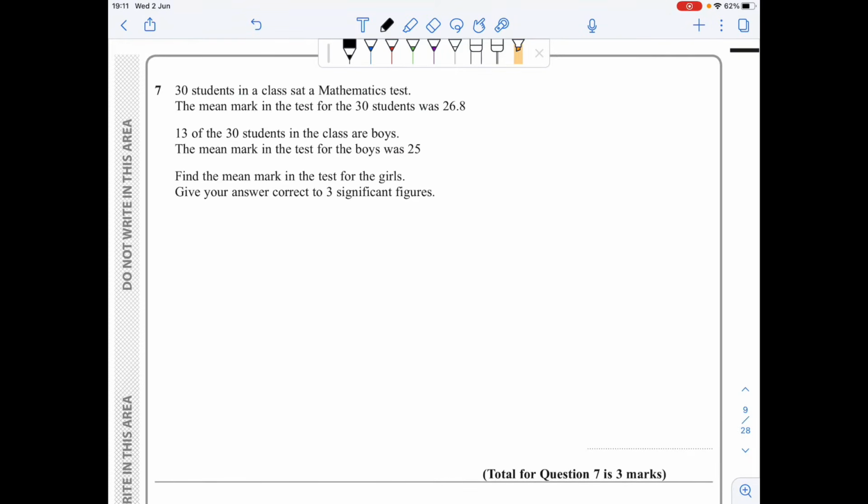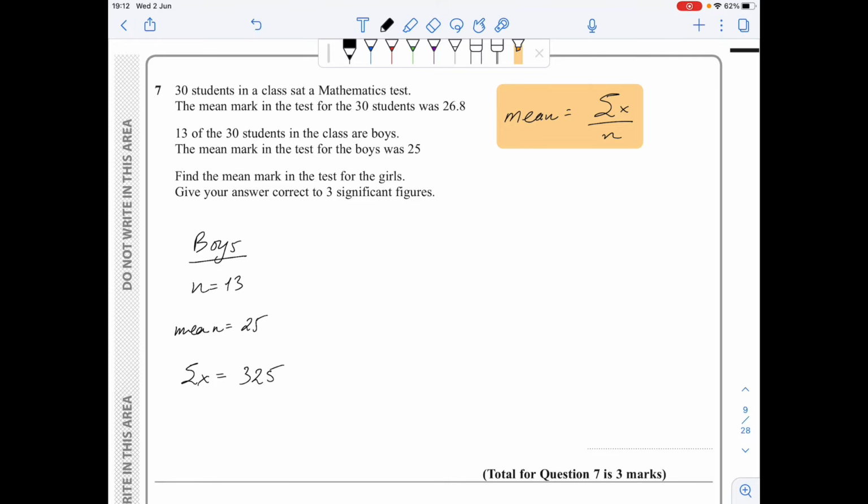Now for question 7, let's remind ourselves of the formula of the mean. So mean is equal to sigma x over n. Sigma x is the sum of the individual observations. N is how many observations I have. In this case, observations are the number of students. Now for the boys, n is equal to 13 and my mean is equal to 25. So the sum of the marks of the boys is equal to 13 times 25, which is 325.